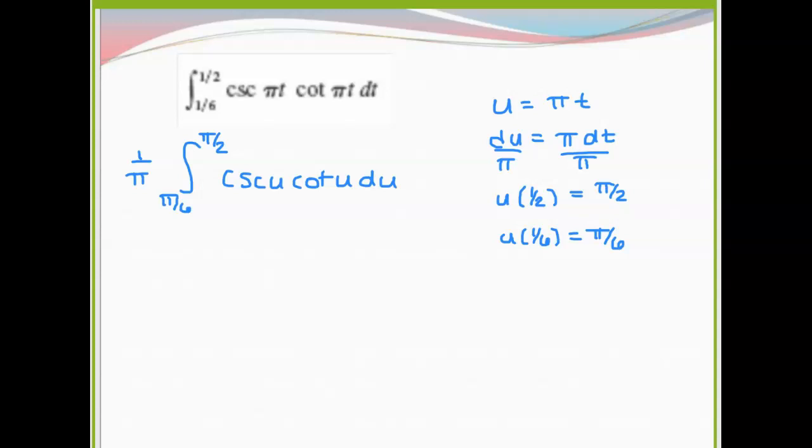The antiderivative of cosecant u cotangent u is cosecant. Now this one's a little bit tricky because it has a negative. So you get negative 1 over pi, cosecant u evaluated from pi 6 to pi halves.